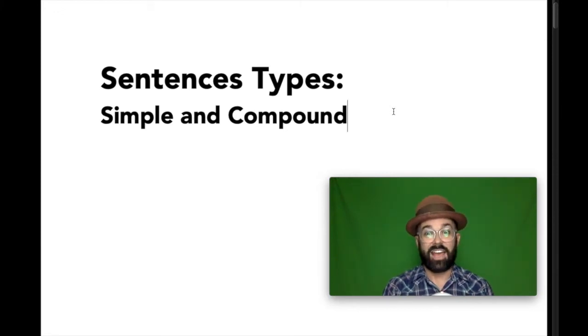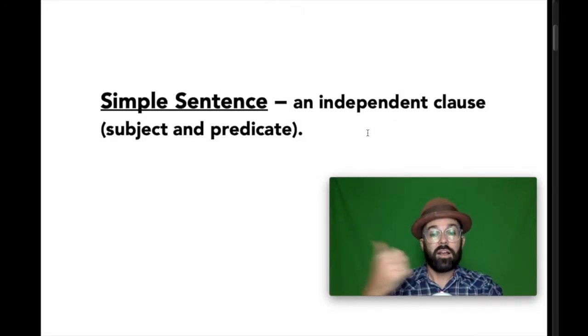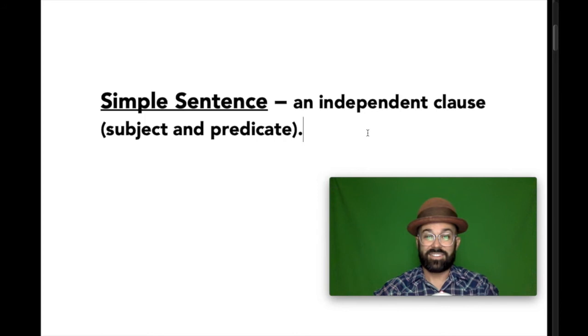Let's get started. How about some definitions? First up, a simple sentence. A simple sentence is simply an independent clause. It has a subject and a predicate. It can stand all by itself. It is a complete thought.